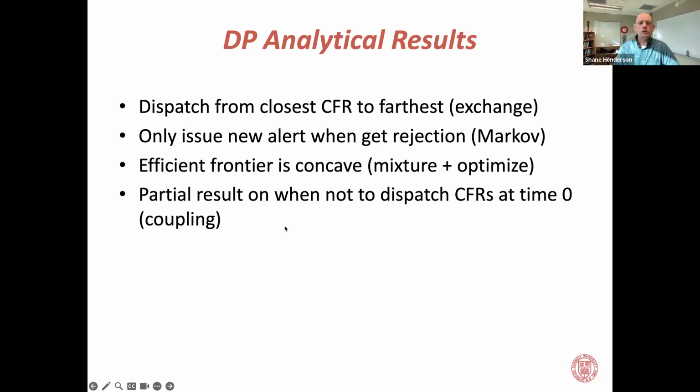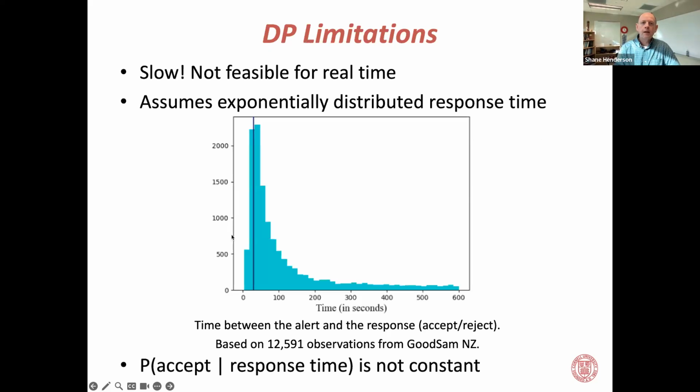And then we have a partial result. It's not the one we actually want, but it's when should you not bother to dispatch CFRs at all at time 0. So we have a coupling result there, but that's not quite the one we want yet. So I'm going to skip over that.